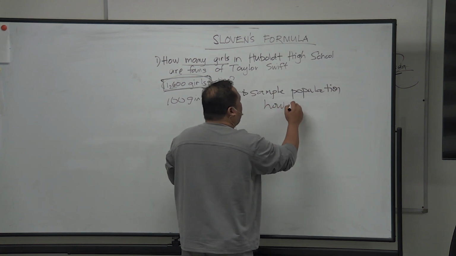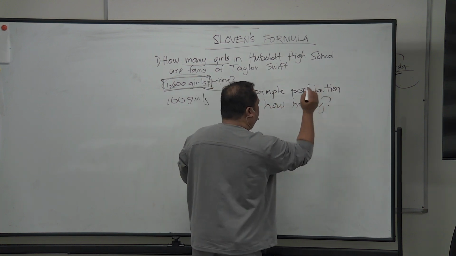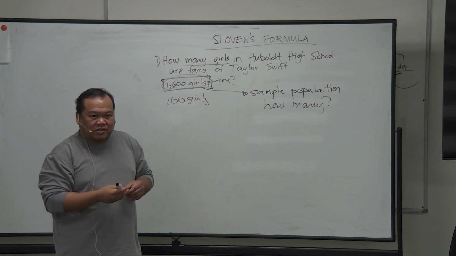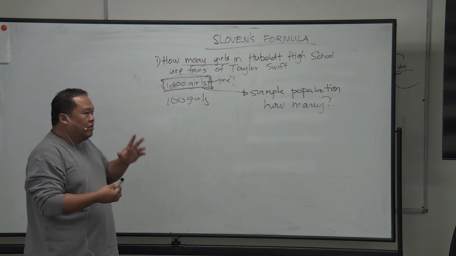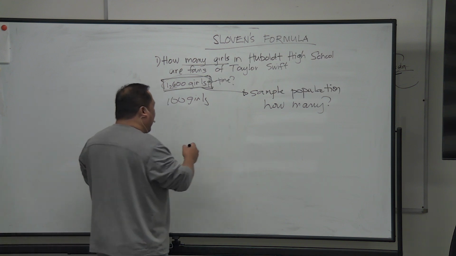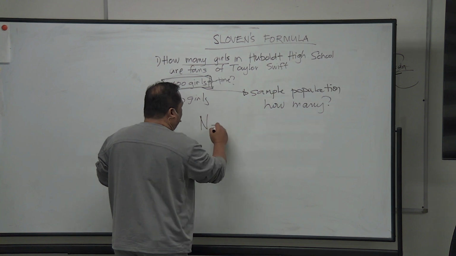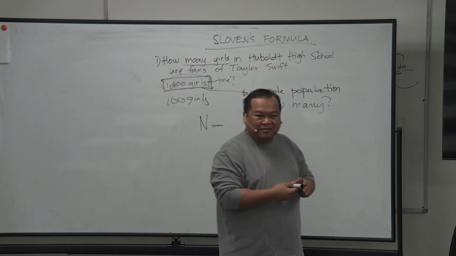How many of them? How many of the 1,600? Okay, so Slovin's formula is defined as n equals, who can recall?